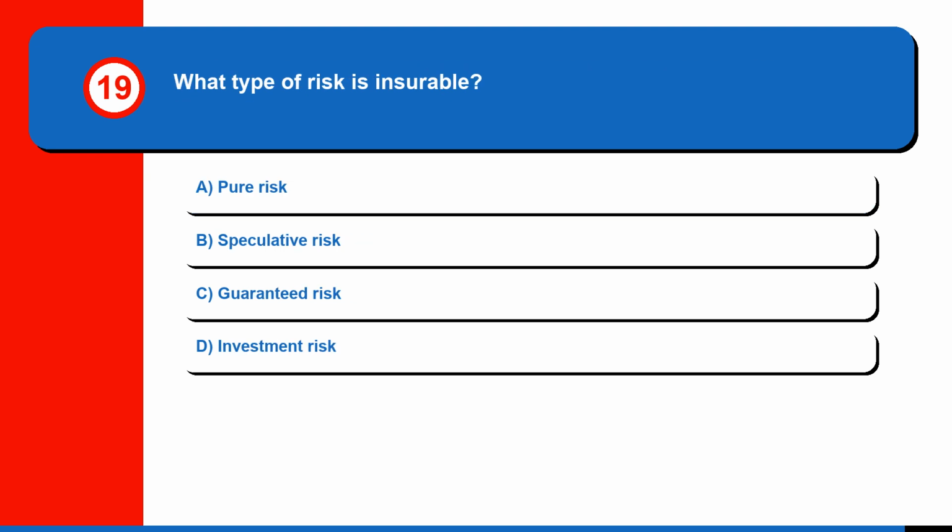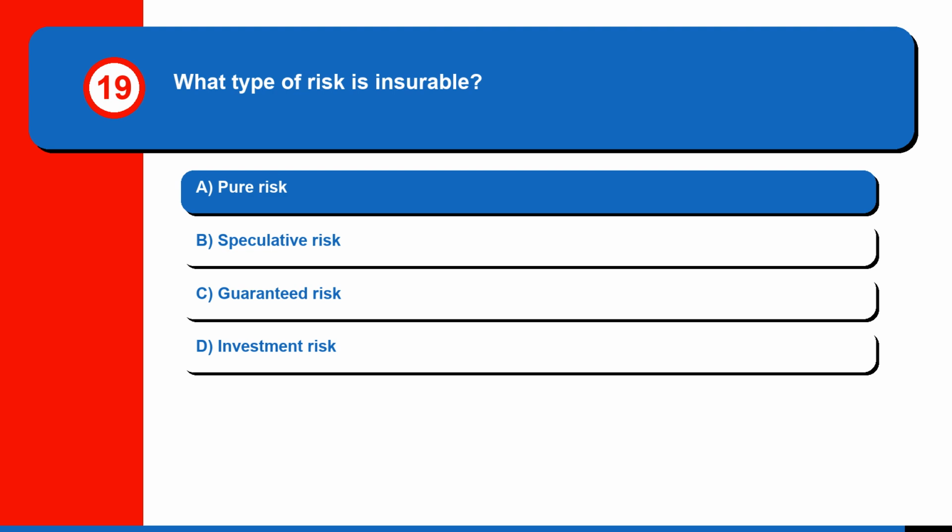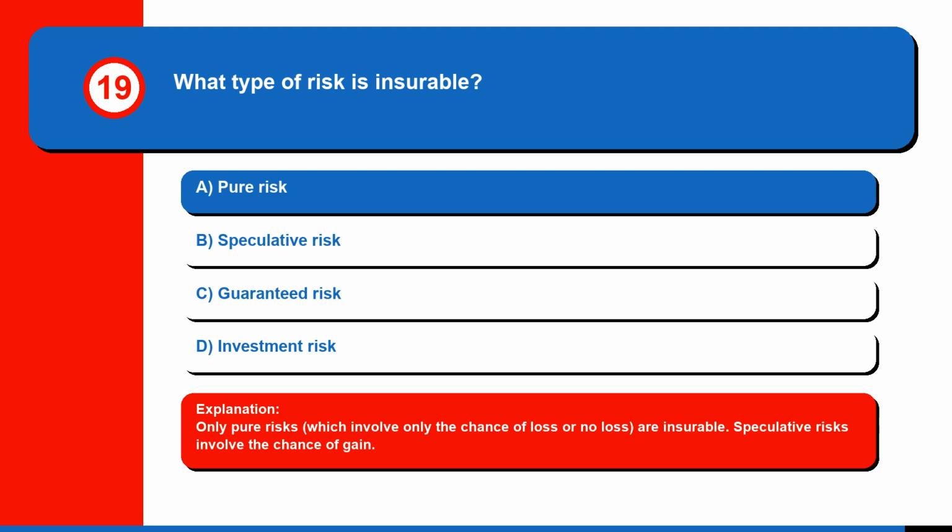Question 19. What type of risk is insurable? A. Pure risk, B. Speculative risk, C. Guaranteed risk, or D. Investment risk. The correct answer is A, pure risk. Only pure risks, which involve only the chance of loss or no loss, are insurable. Speculative risks involve the chance of gain.